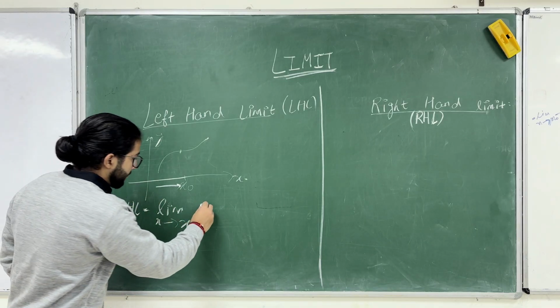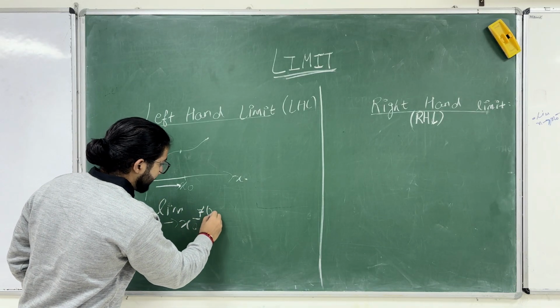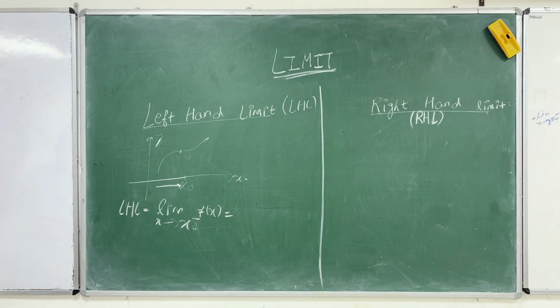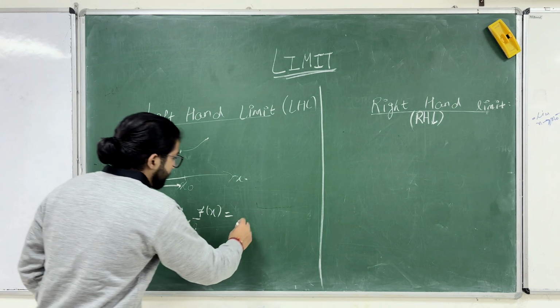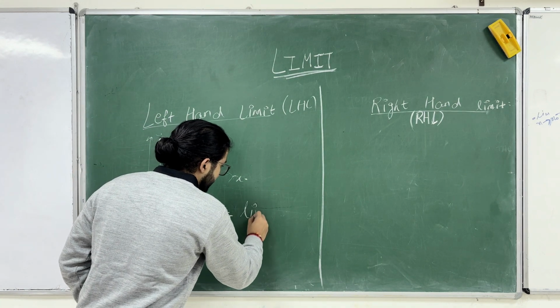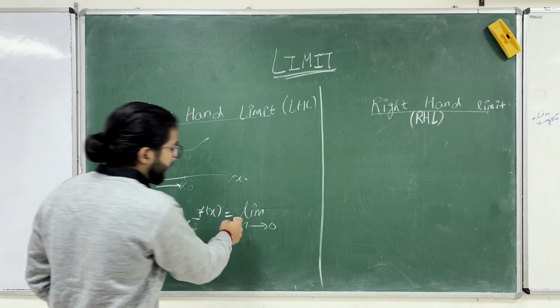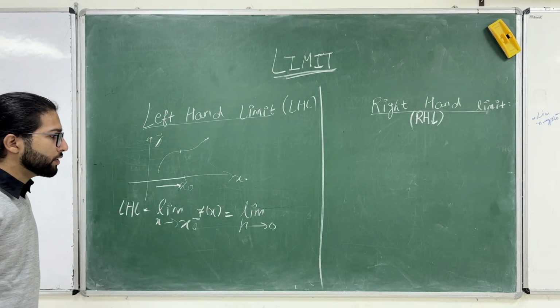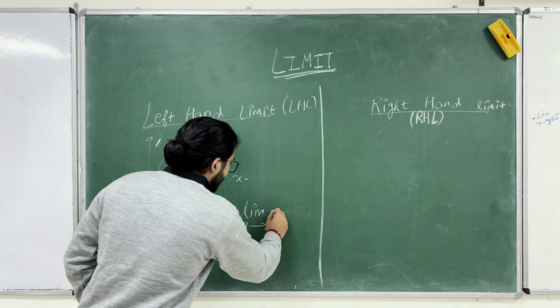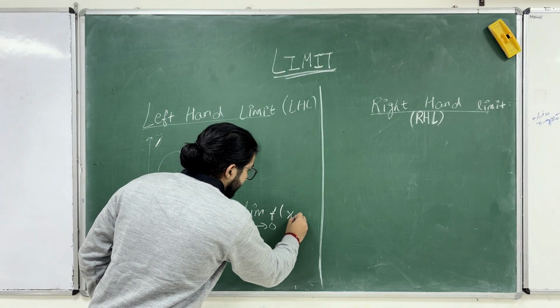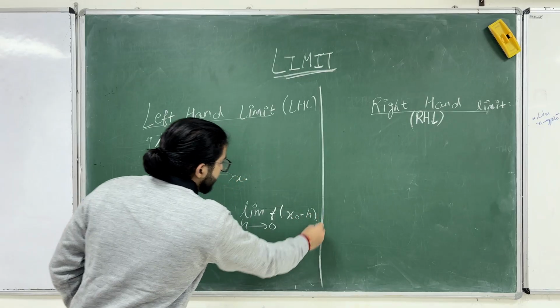Okay, f(x). It's how we can denote the left hand limit and how we can find it. So it will be limit h tends to 0. Okay, h is a number which is very near to 0, and we can write f(x naught minus h).